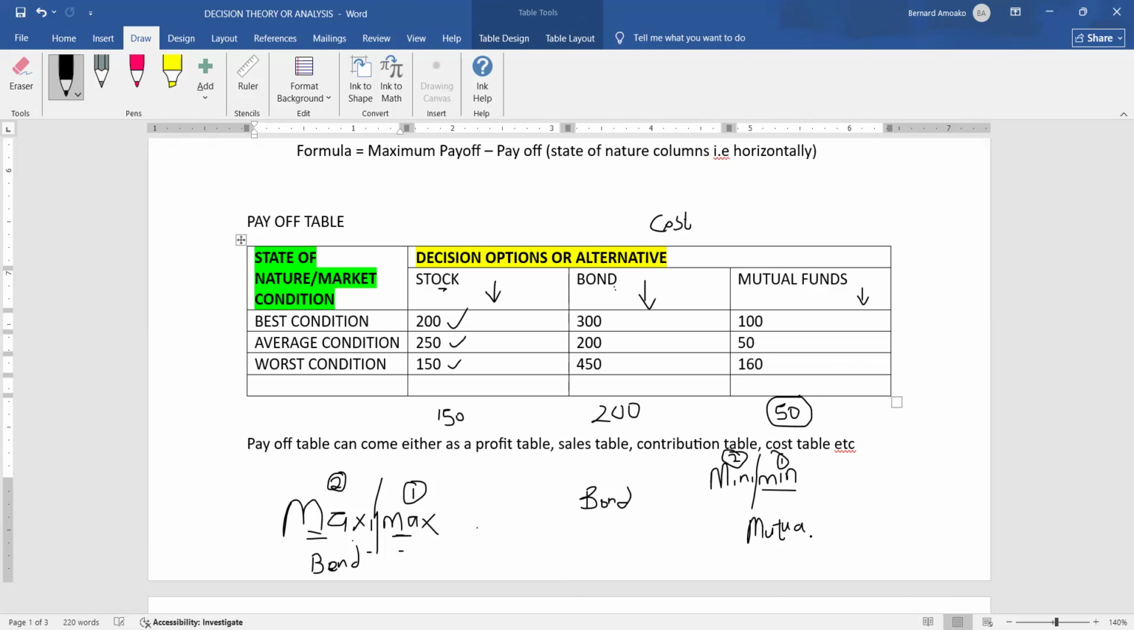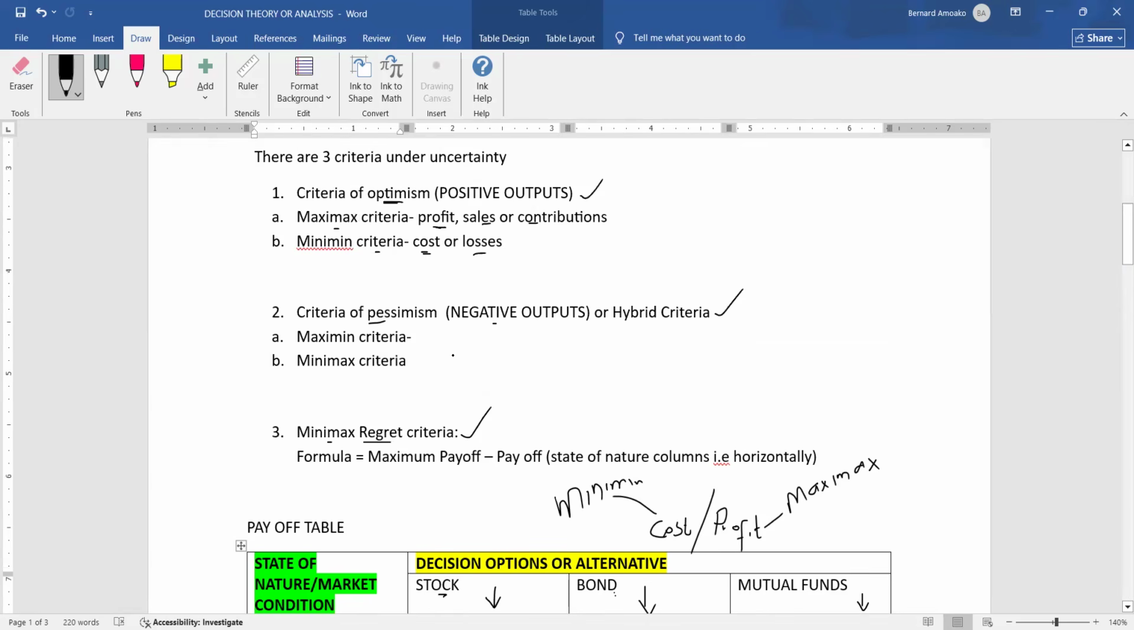Get it? This is just one criteria. And the criteria will be based on either the payoff table being a cost or profit. If the payoff is a profit, we'll use the maximax under the optimism. If it is cost, we use the minimum under the optimism.